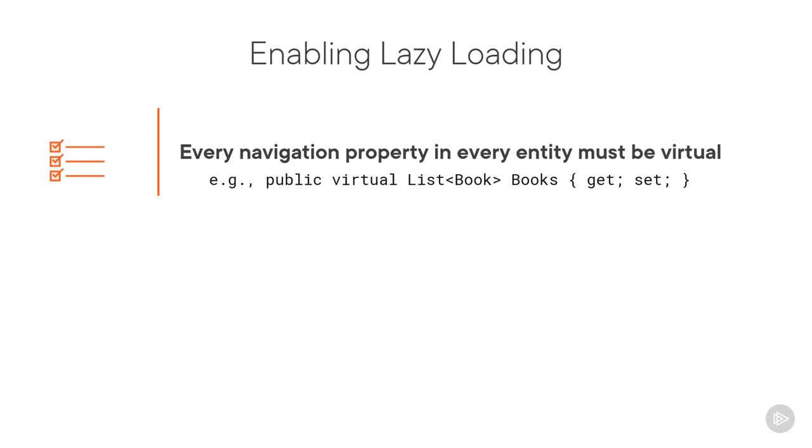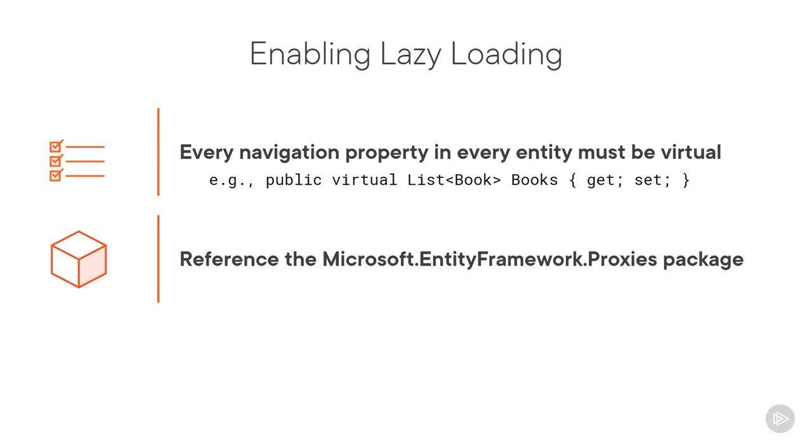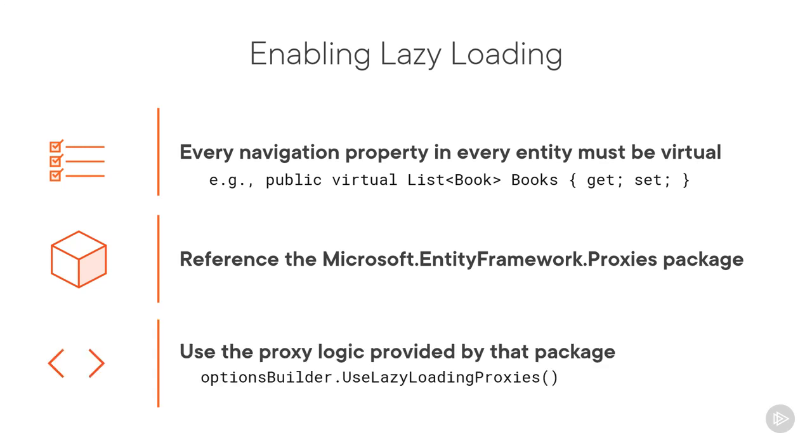So how do you enable it? First, every single navigation property in the model has to be marked virtual. Every single one. Second, you need to add the Microsoft Entity Framework Proxies package to your project. And third, in the DB context class, you need to tell the options builder to use lazy loading proxies. Here's the code to do that.